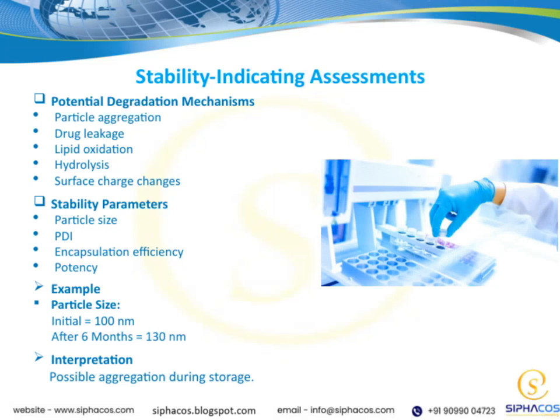Now, let's dive into stability indicating assessments, a crucial part of understanding how a formulation holds up over time. We look at potential degradation mechanisms like particle aggregation, drug leakage, lipid oxidation, hydrolysis, and changes in surface charge. To track these, we measure parameters such as particle size, polydispersity index, encapsulation efficiency, and potency. For example, if particle size grows from 100 to 130 nanometers over 6 months, that suggests aggregation is happening during storage. This insight helps us improve stability and ensure effectiveness.